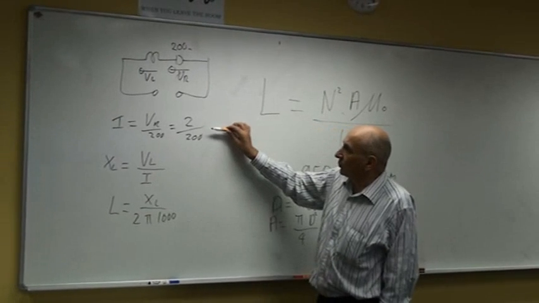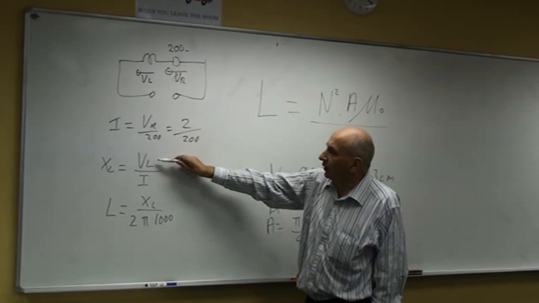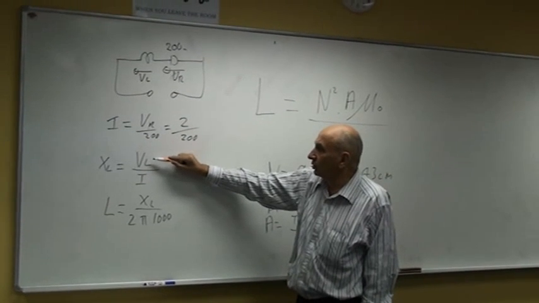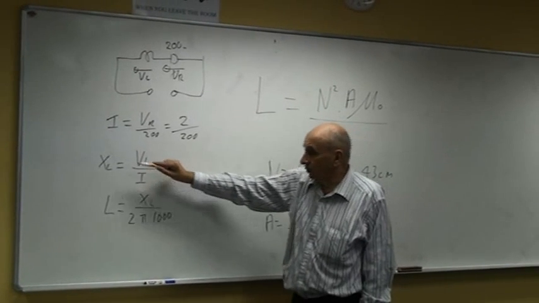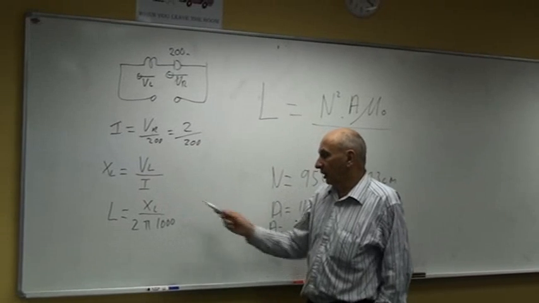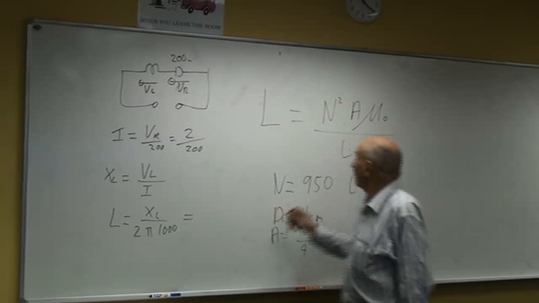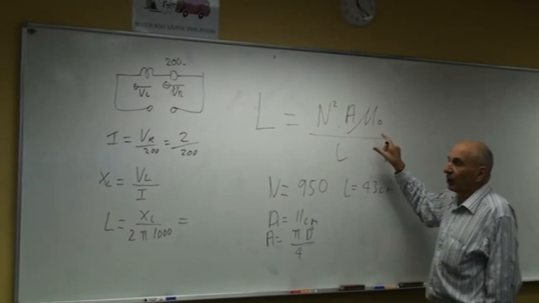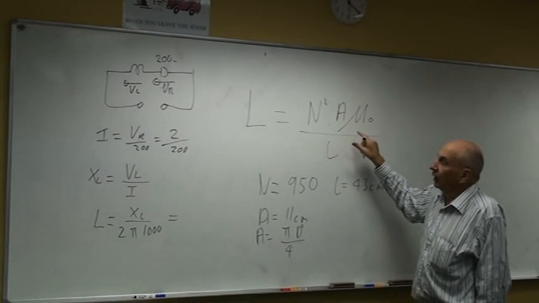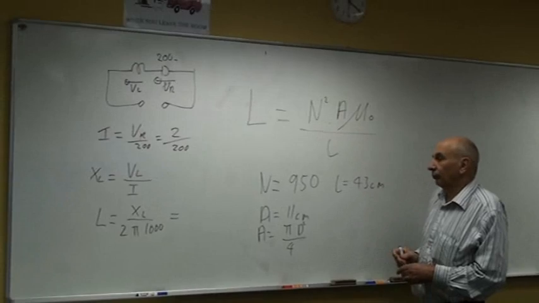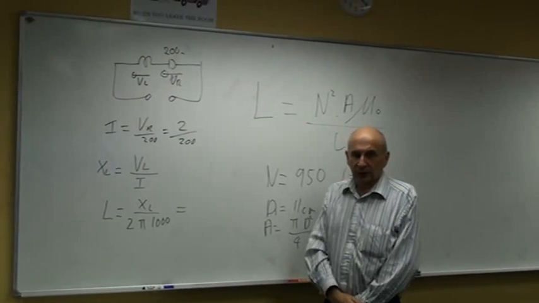Okay, so if you follow those steps through, you say 2 over 200 is your current, VL, which is V1, which is 2 volts as well, divided by the current will give you the XL, and finally L equals that. If you do this correctly, you'll find that the value you get from here and the value that you got from this equation come out almost exactly the same. This lab always works pretty well for us. And so that's how you check your calculated value and your measured value of L.